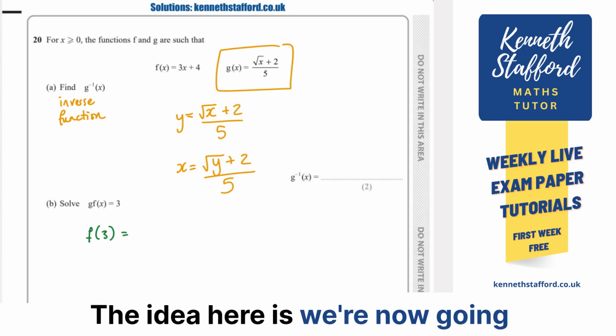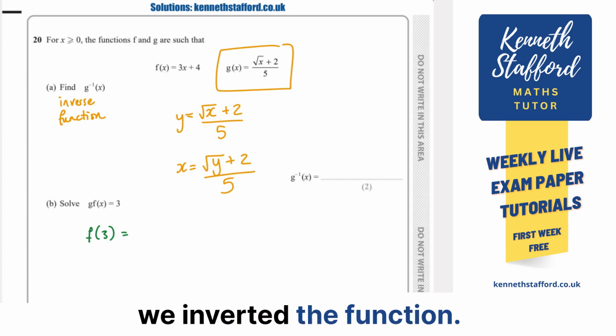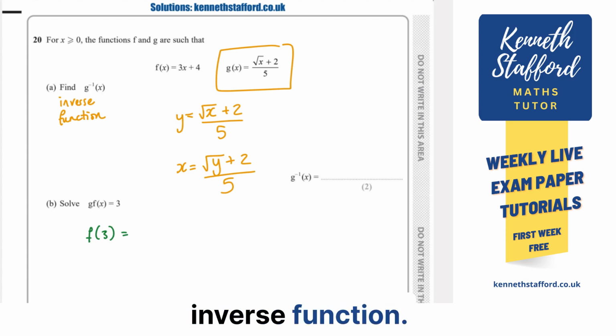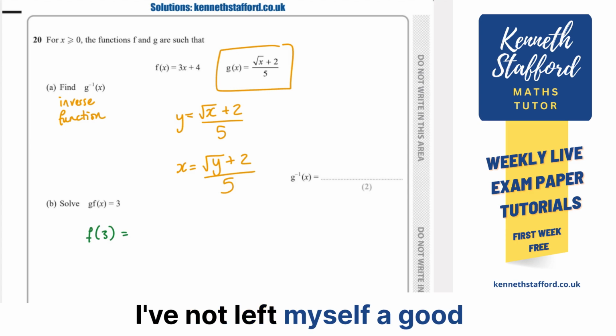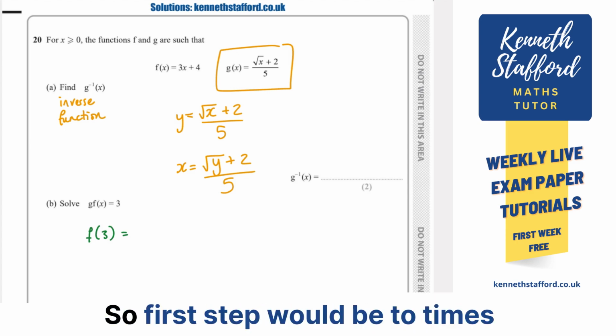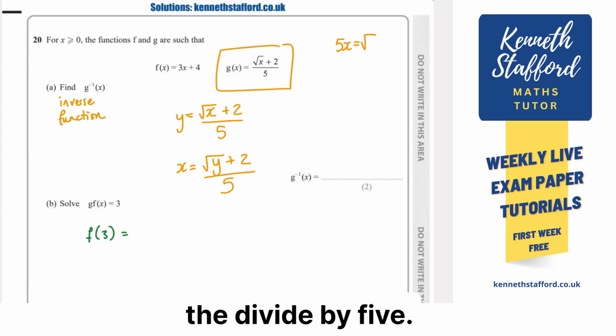The idea here is we're now going to make y the subject again. And in doing that, we invert the function. We turn it sort of inside out on itself. And this will be the inverse function. I've not left myself a good amount of room here, so I'm going to go up to the top right. So first step would be to times by 5 to get rid of the divide by 5.